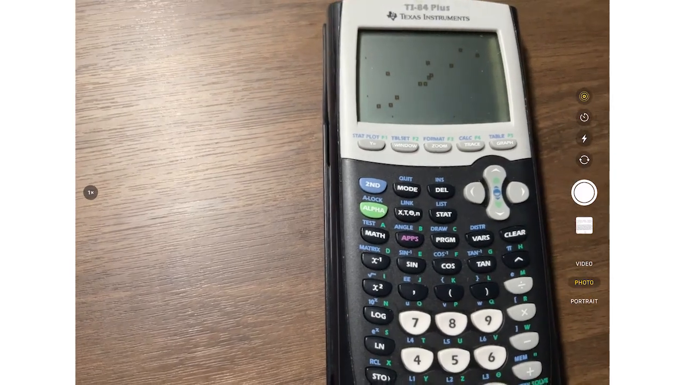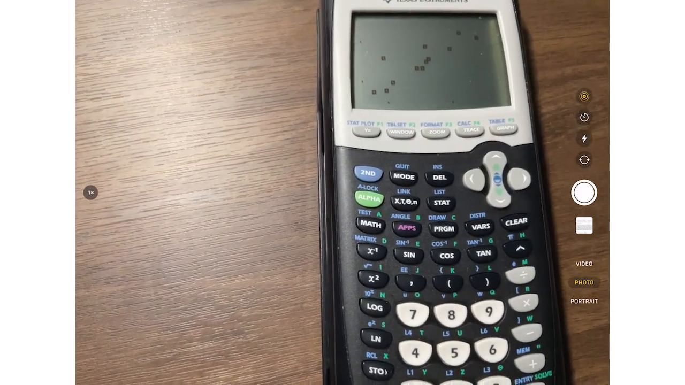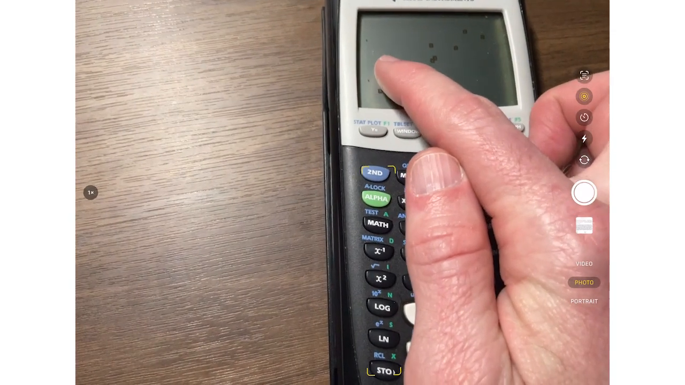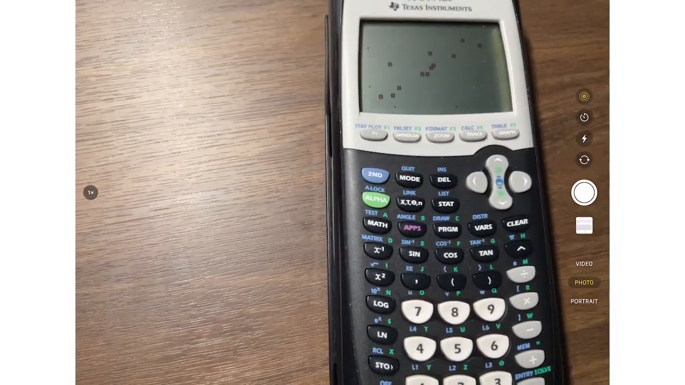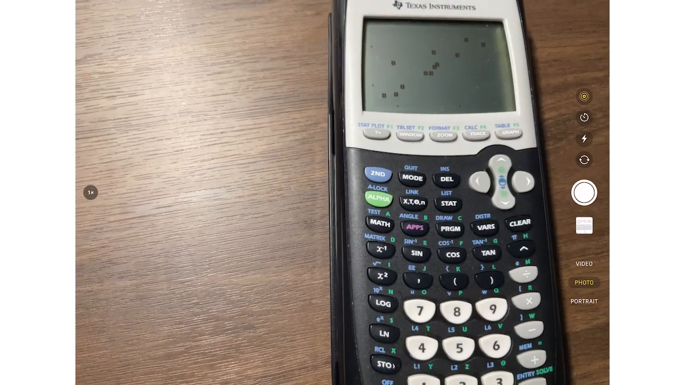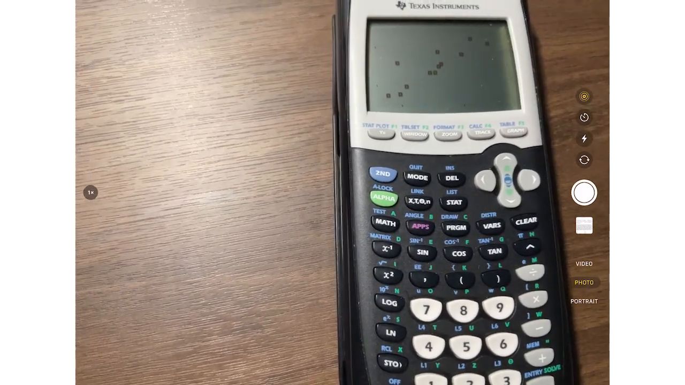So it looks fairly linear to me. I don't see any extreme outliers, like maybe that could be an outlier right there, but it's fairly linear. So it's good to try to find the correlation. So how do I find the correlation? And I will write this down for you.